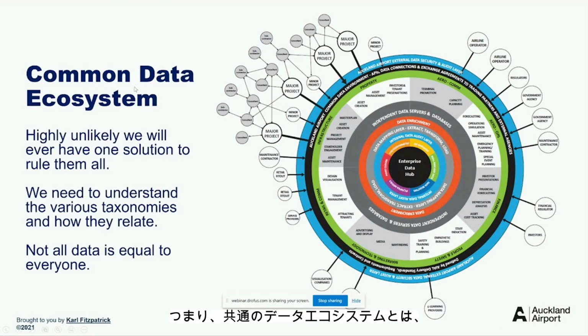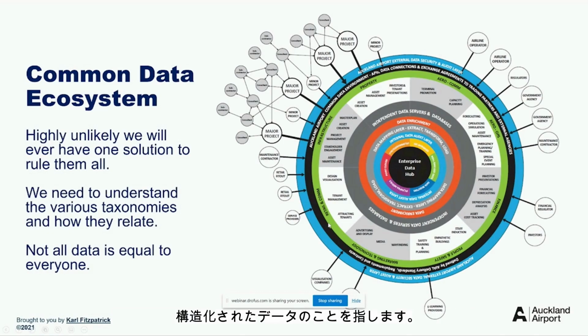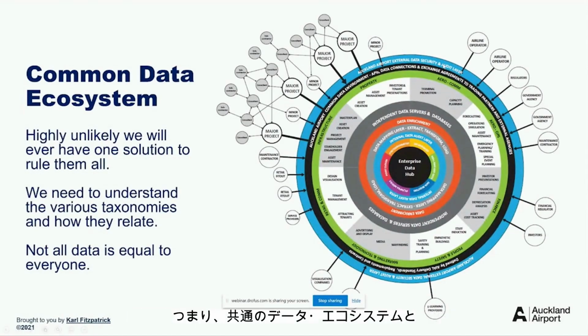So I see it more as a common data ecosystem, where our common data environment is actually the structured data that we're requiring and specifying in our asset information delivery manual, and it's a combination of tools rather than one particular tool brought off the shelf, like the likes we see with AIAL, BIM 360, or Procore. They're more of a project tool, and even then, at a program level, it's hard to see all the information across a whole entire program. So we need to see it more as a common data ecosystem and a system of systems.